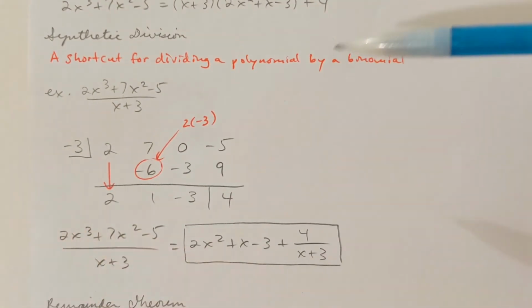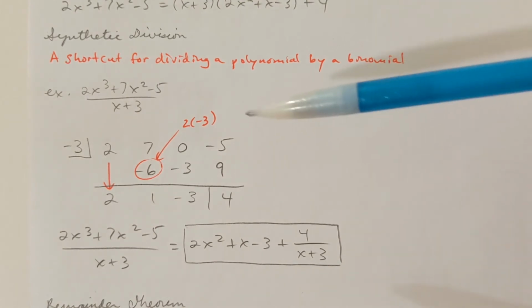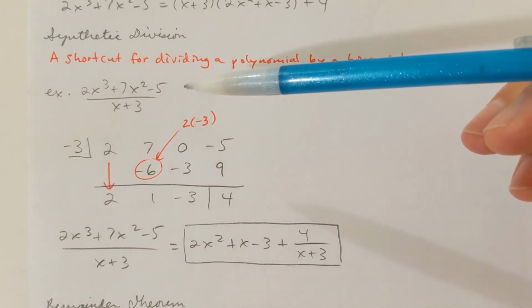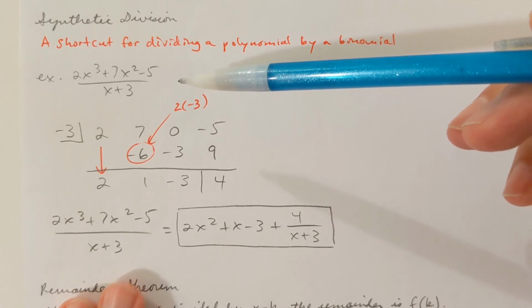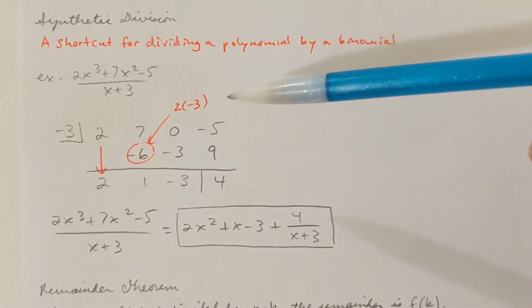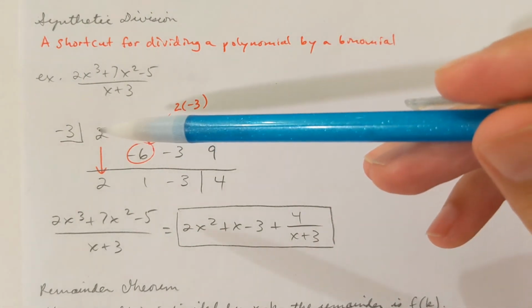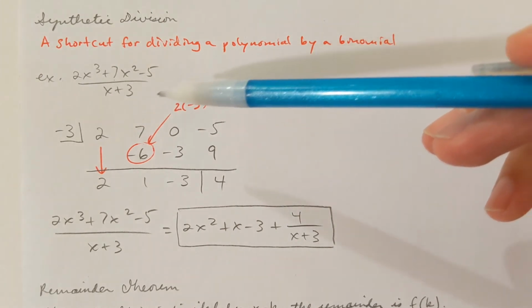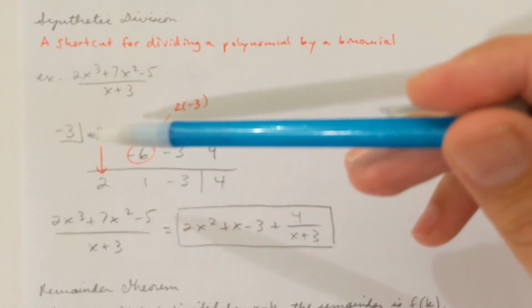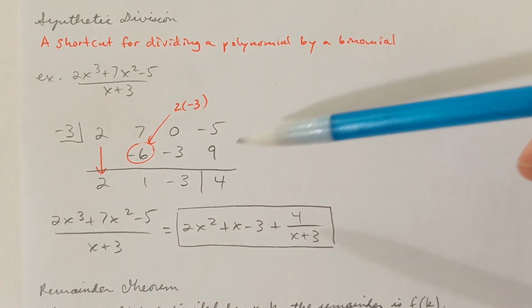Okay, now there's something called synthetic division, which is a shortcut for dividing a polynomial by a binomial. 2x cubed plus 7x squared minus 5 divided by x plus 3. So I already know that. I'm just redoing that problem again, but by using synthetic division. The first thing that you want to do is take the number that causes 0 to happen in the denominator. We call that the 0 of the denominator. That's negative 3, and negative 3 goes in the upper left-hand corner in this box.